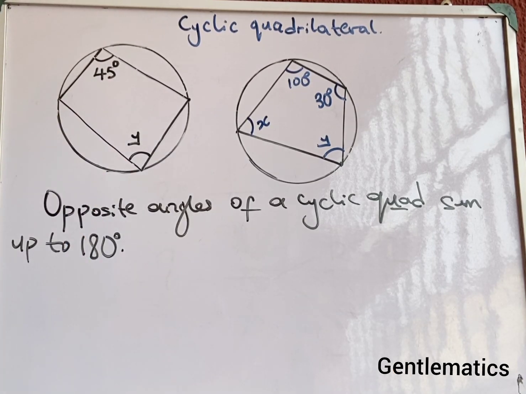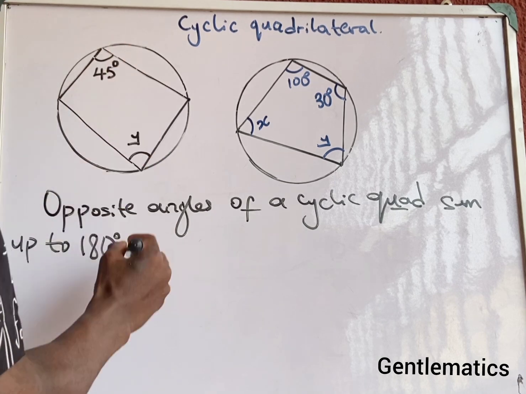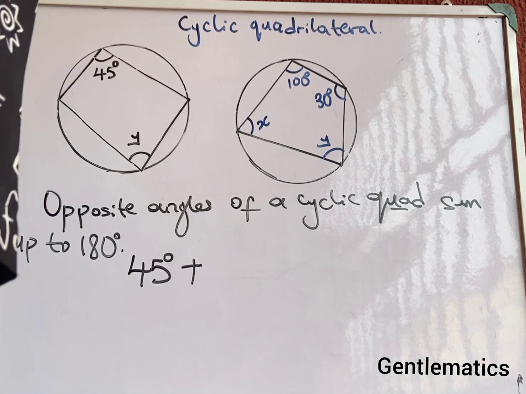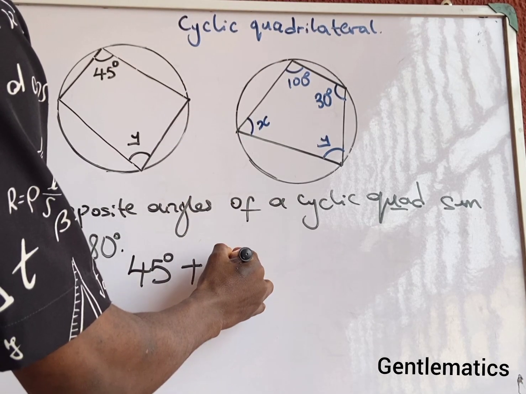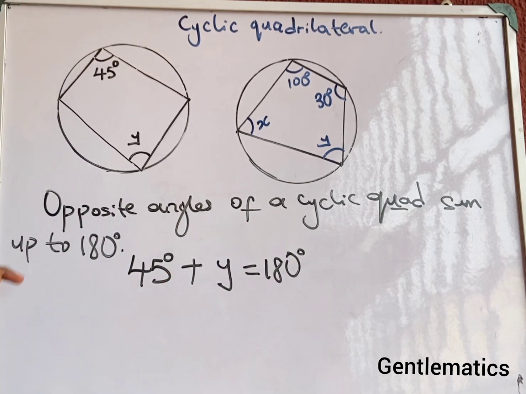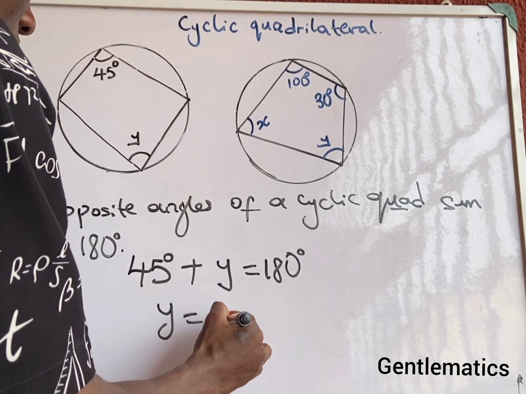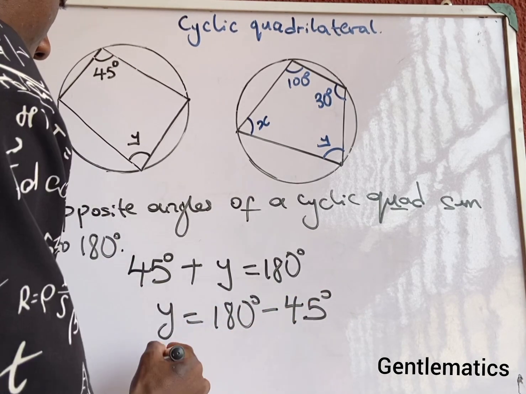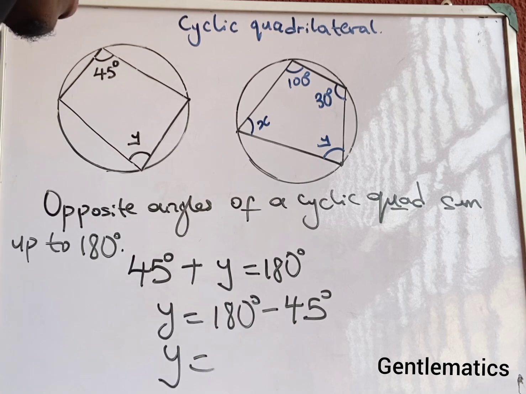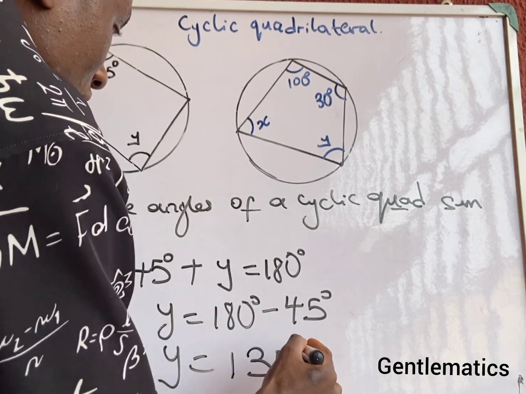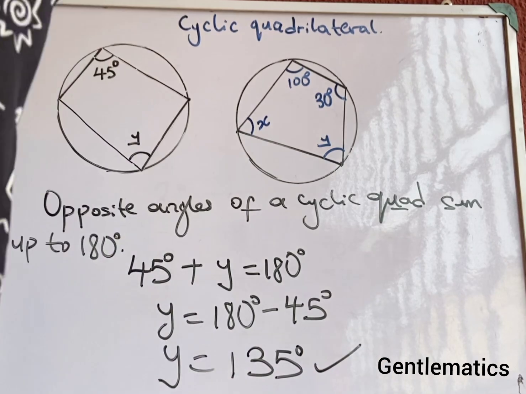Using the cyclic quadrilateral formula, we have 45 degrees plus y must be equal to 180 degrees. Reason, opposite angles of a cyclic quadrilateral must be 180. So y now is equal to 180 degrees minus 45 degrees. So my y is equal to, if you subtract, we should have 135 degrees should be the answer to this first one.